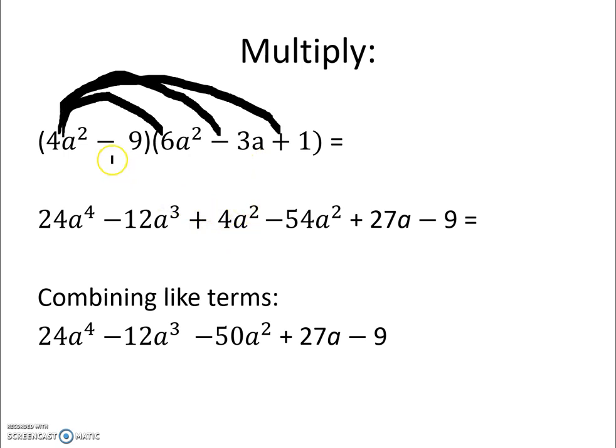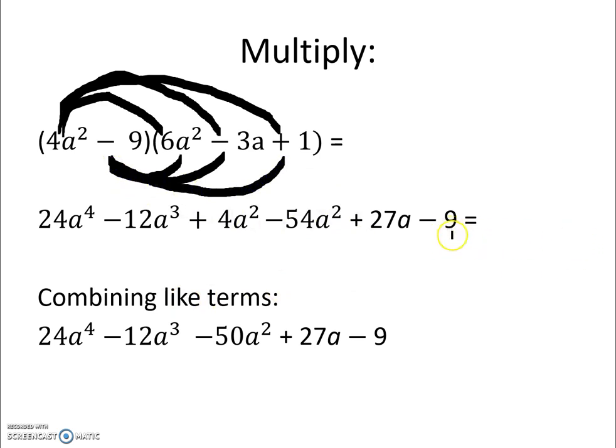Coming down here to a negative 9 times 6a squared, we get a negative 54a squared. A negative 9 times a negative 3a is a positive 27a. And a negative 9 times a positive 1 is a negative 9.